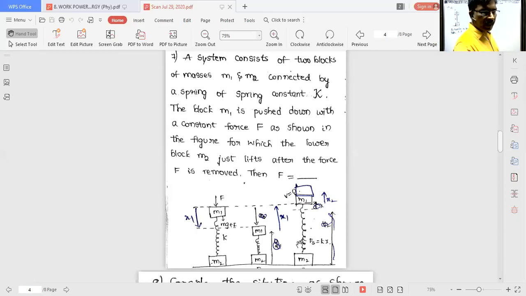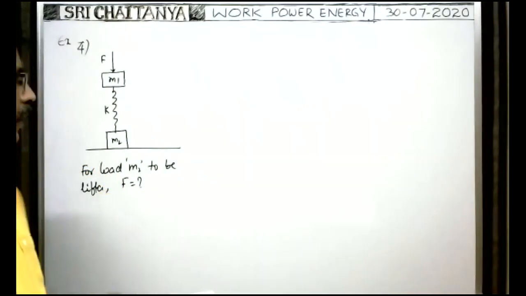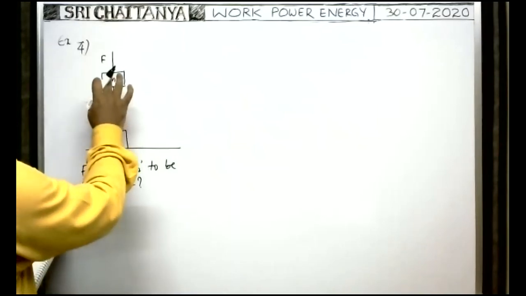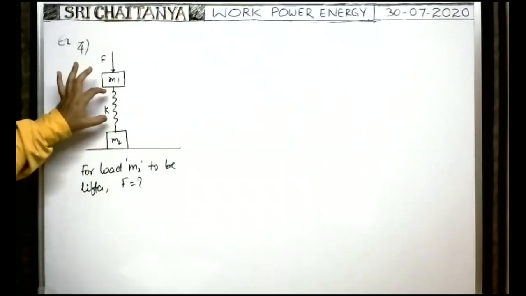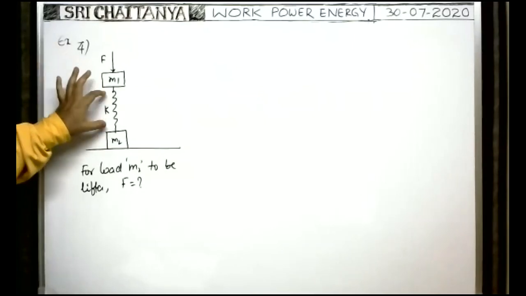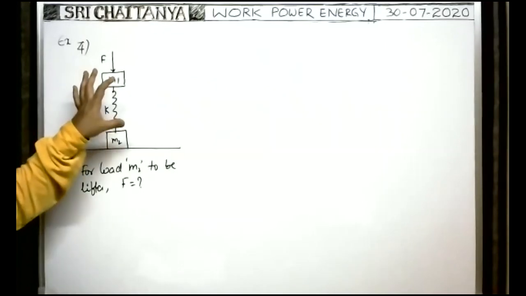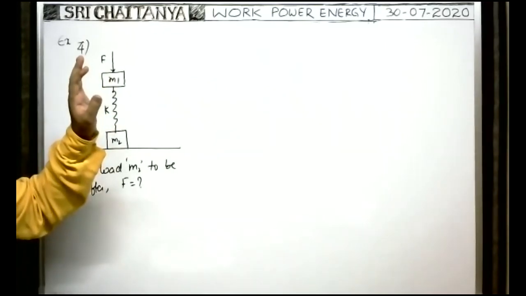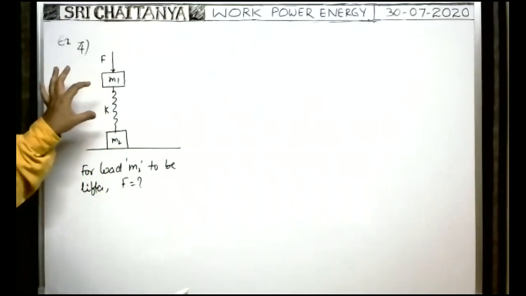Okay, now all of you see the diagram. Here you see there are two blocks M1 and M2, joined by means of a light spring. Whenever the blocks are like this, the spring is in unstretched condition.